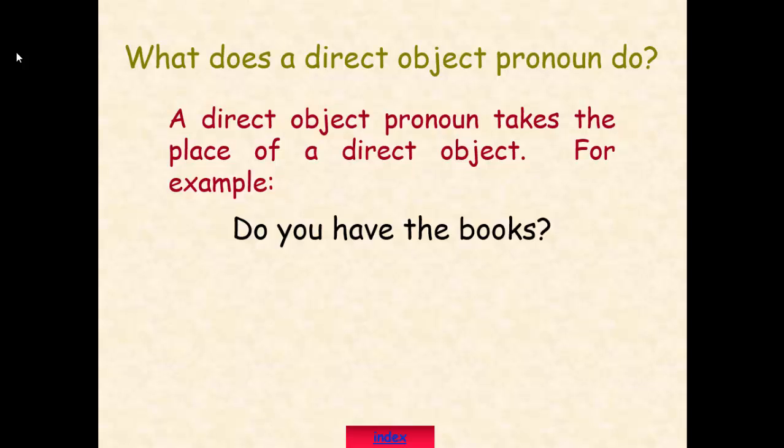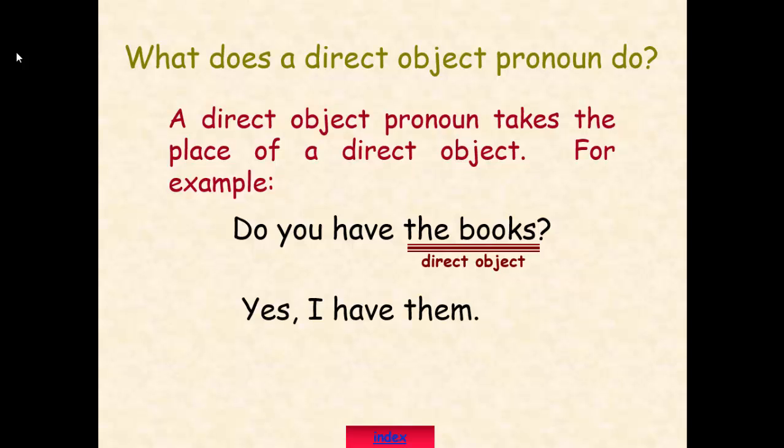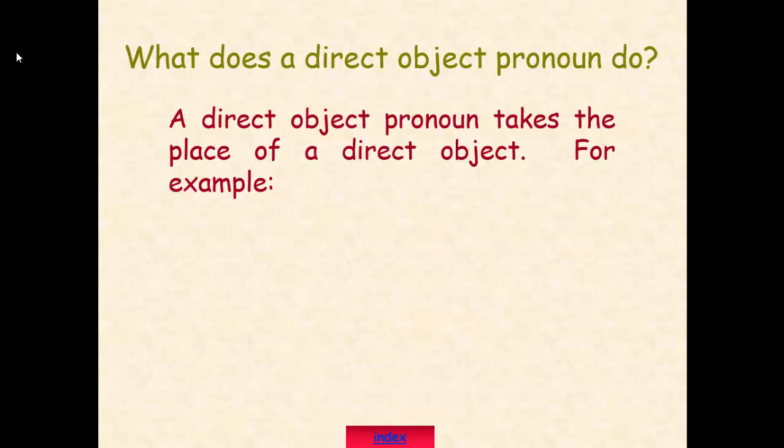Okay. Do you have the books? Do you have what? The books. The books is our direct object. So, to replace it in English, we would ask, do you have them? So the answer would be, yes, I have them. Okay, that's our direct object pronoun again.